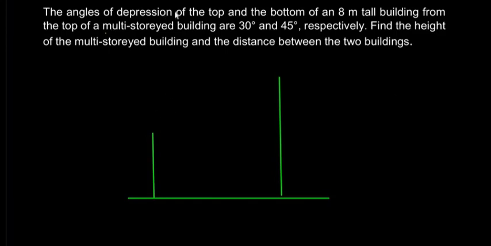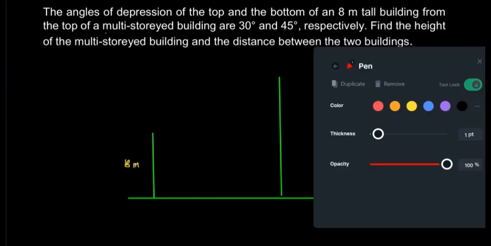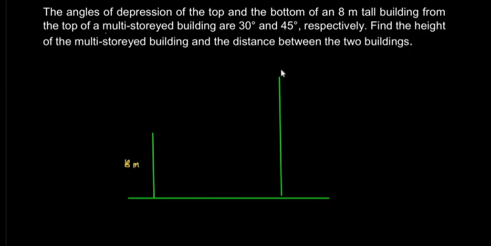Now the angles of depression of the top and bottom of an 8-meter tall building. So this is the 8-meter tall building, and angle of depression to this building means think that you're standing on top of this multi-storied building, and you're looking at the top and at the bottom of this building. So you're going to make an angle. Since you're looking down, it's going to be the angle of depression. So let me draw the line of sight from this multi-storied building first, which is a straight line.